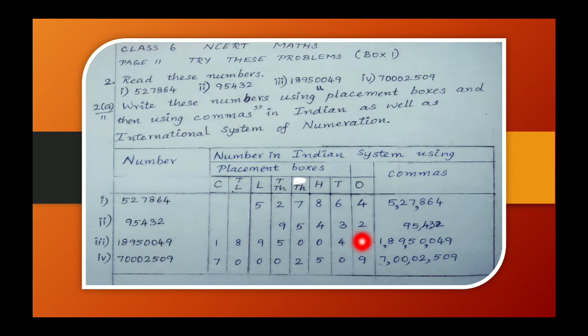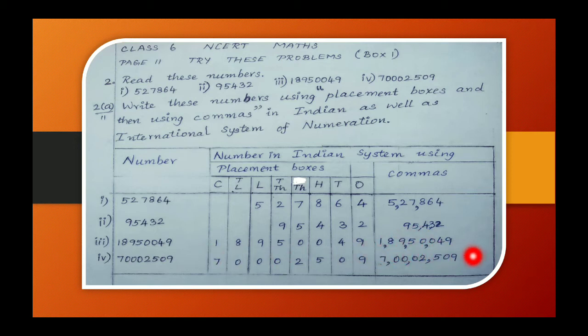Okay. Next, 95,432. All the digits are filled in the placement boxes from the right. Now write the number 95432. Put the first comma after 3 digits. We have only 2 more digits, so no need to put the second comma, third comma and all. Stop there.